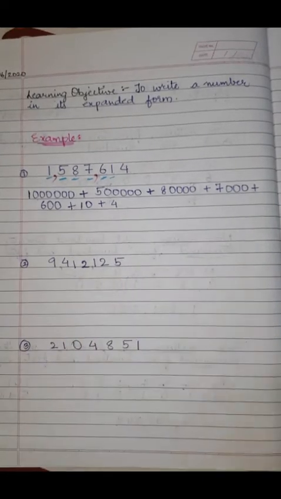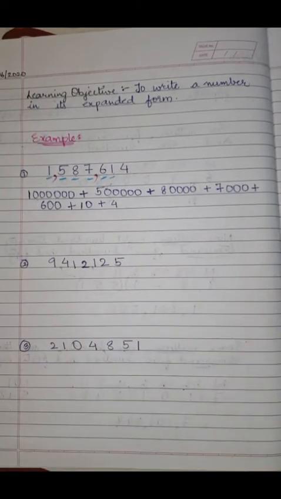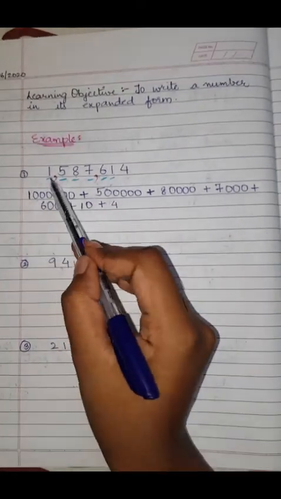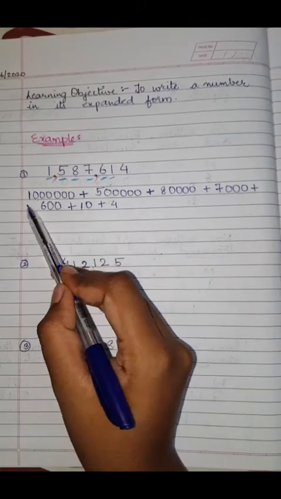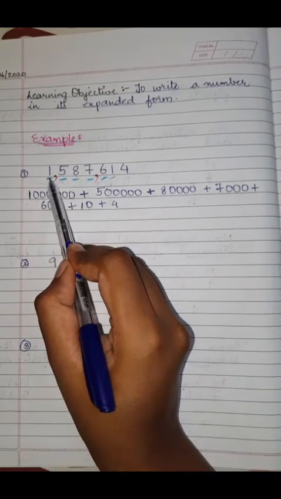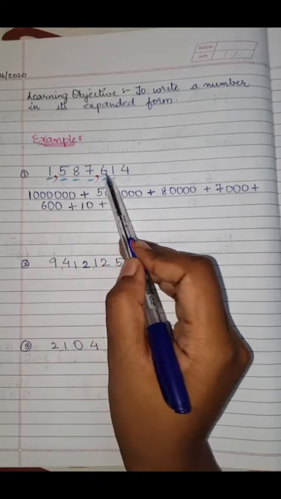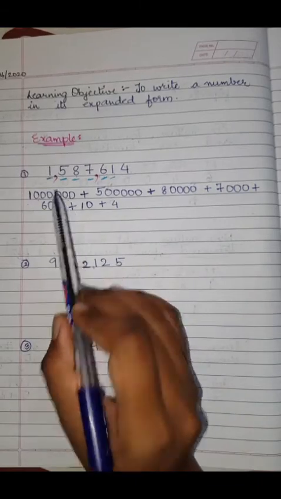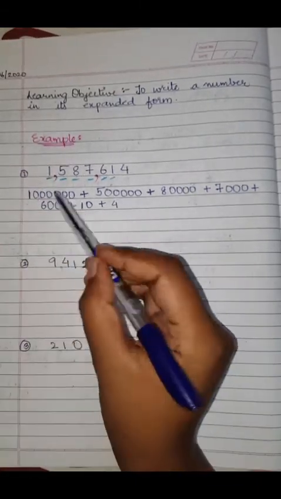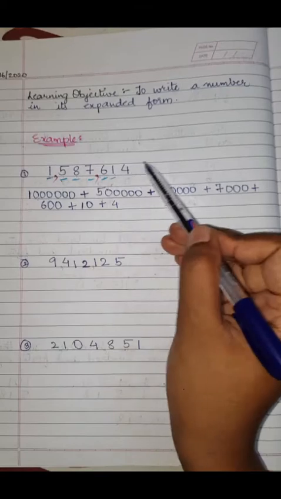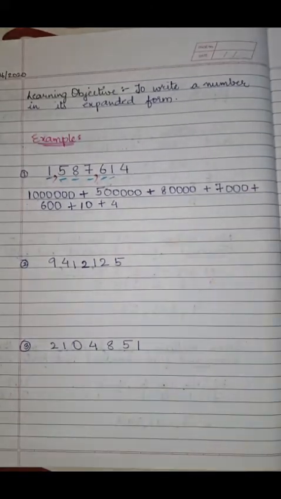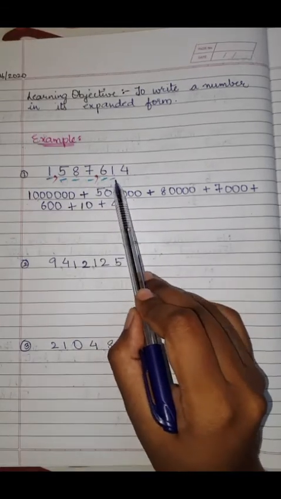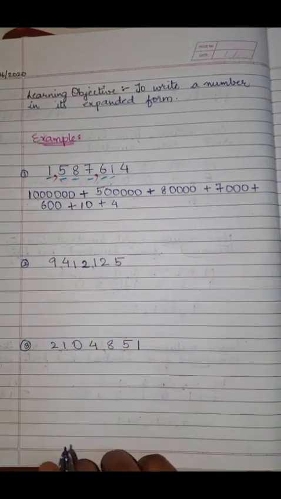So this form that we have written is called the expanded form. When you're given a number like this, to write it in the expanded form, you'll put your commas first. Take your first digit, which was 1 for us, count the number of digits after 1 and put that many zeros. Now 1 is over, then take 5. Count the number of digits after 5, put that many zeros. Similarly, 8, 7, 6, 1 and 4.